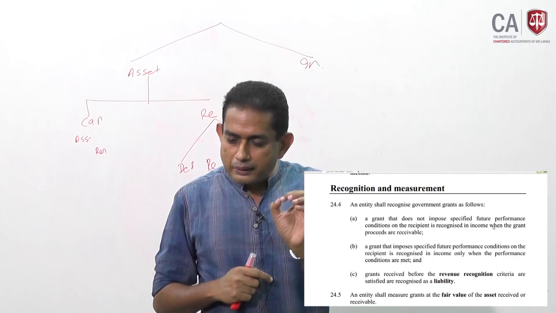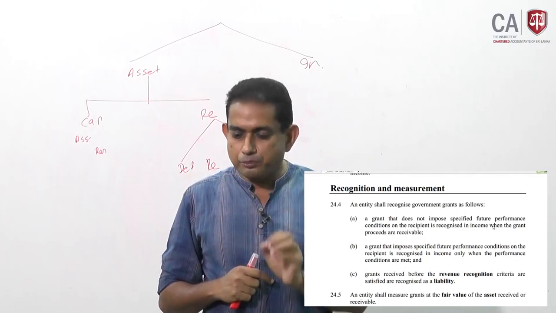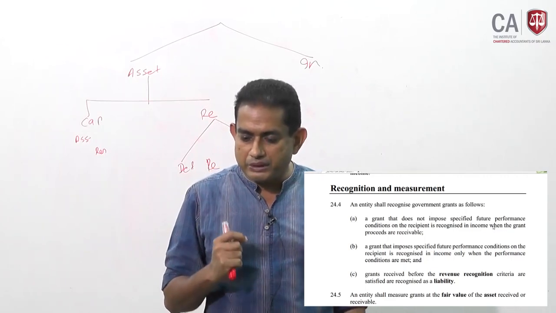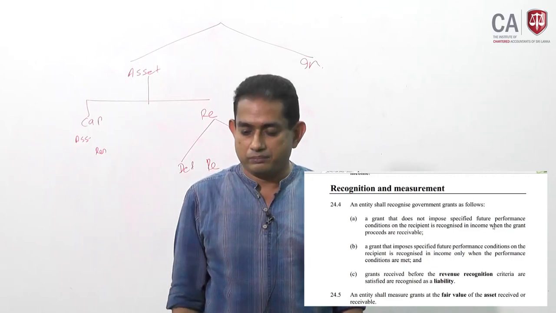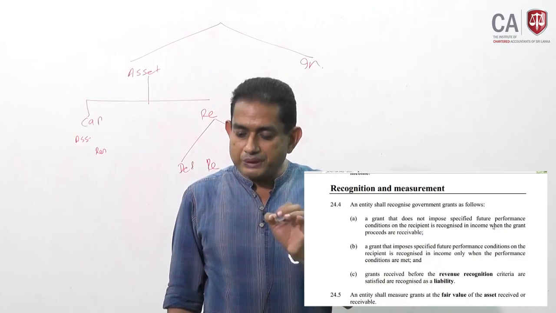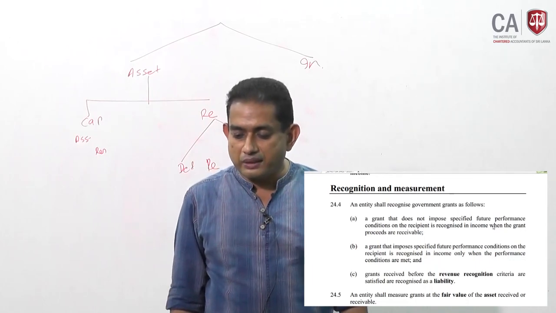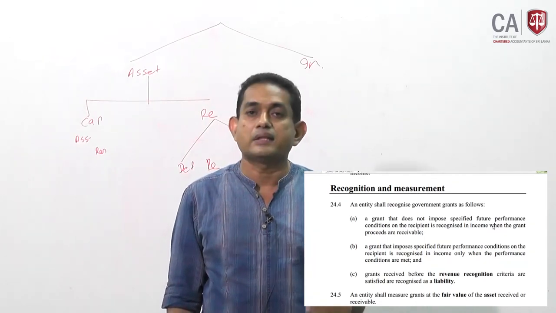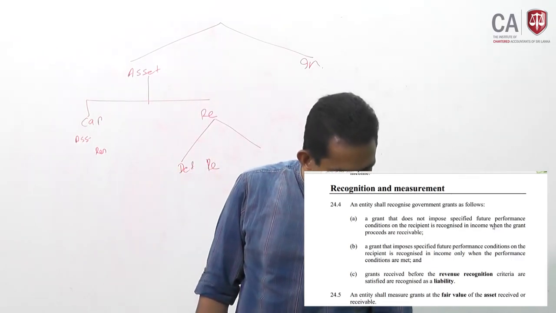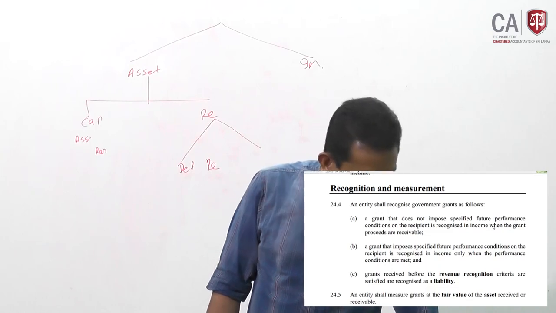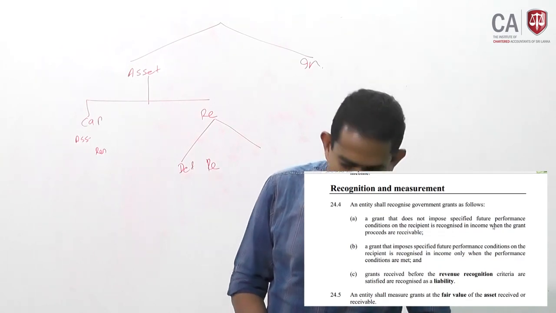Second, a grant that imposes specified future performance conditions on the recipient is recognized in income only when the performance conditions are met. Third, grants received before the revenue recognition criteria are satisfied are recognized as a liability. So those are the simplifications of grants in section 24.